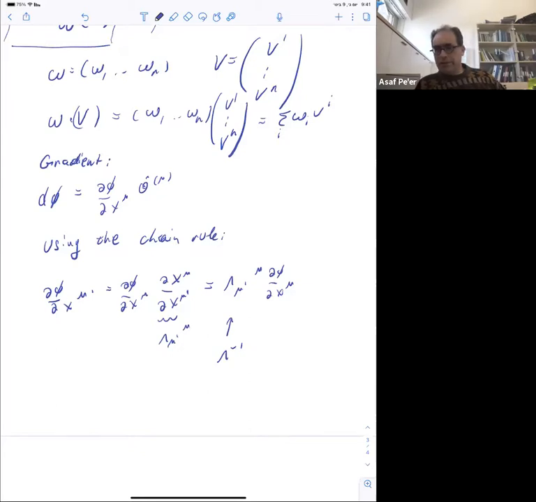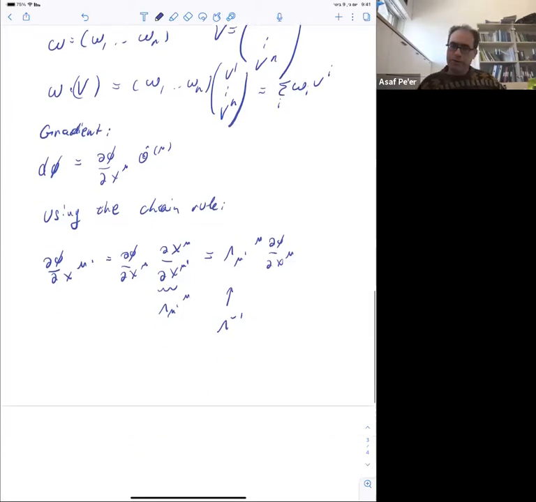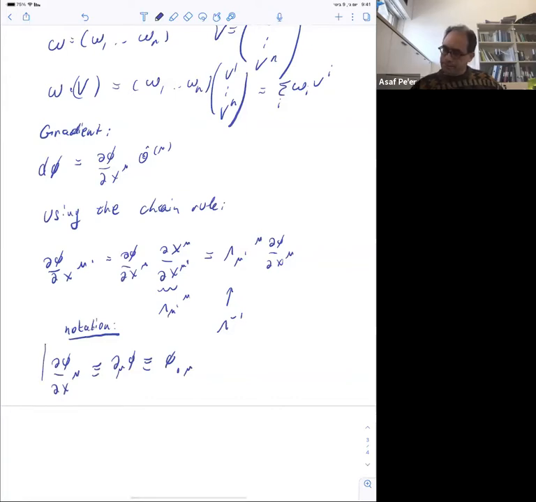That leads to a shortened notation, which I'm going to use a lot, even without paying attention. ∂φ/∂x^μ is written ∂_μ φ. Another very common symbol is φ comma μ. This is a very common notation, and once you get used to it, you'll say that it's very natural.